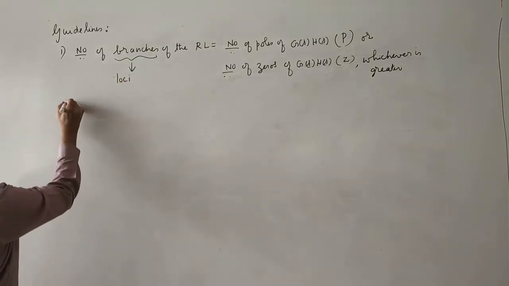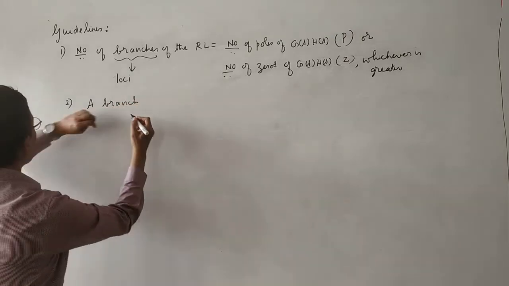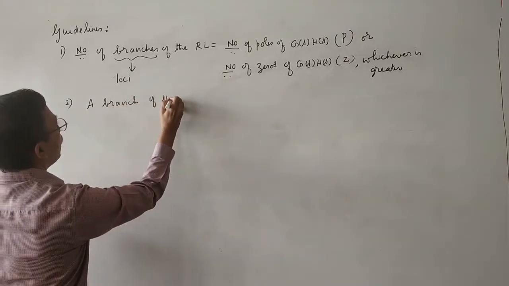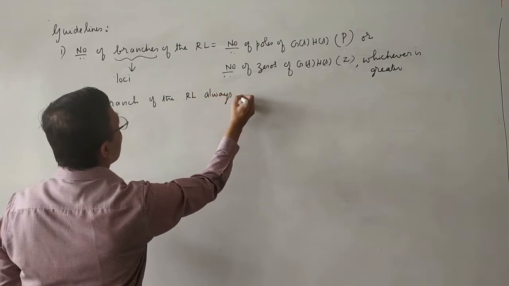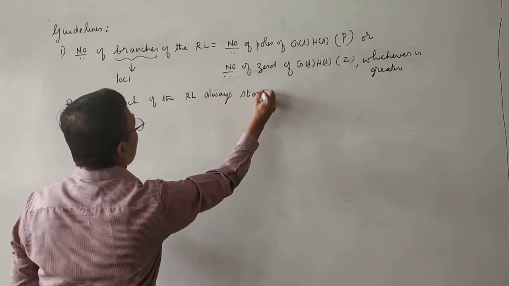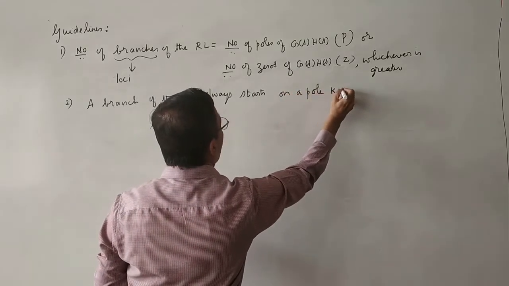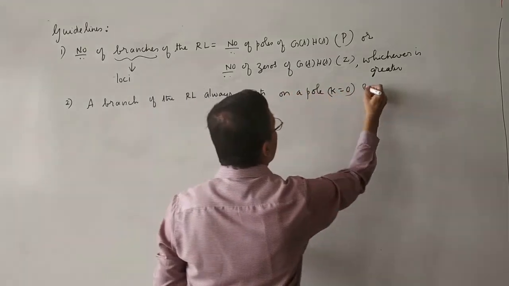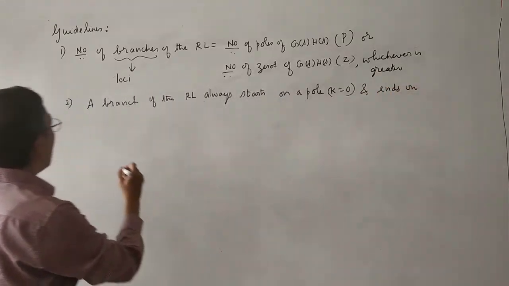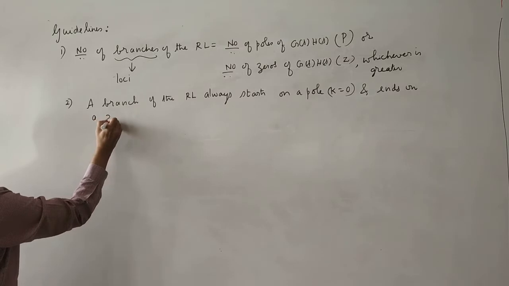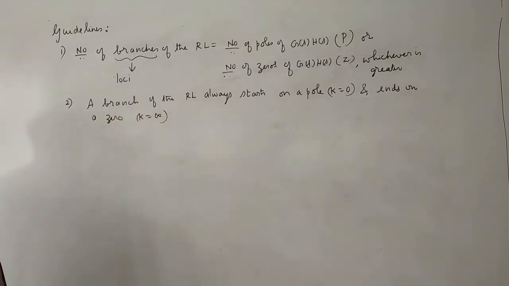Second one. A branch of the root locus always starts on a pole. Pole means K equal to 0, and ends on a zero. Zero means K equal to infinity.